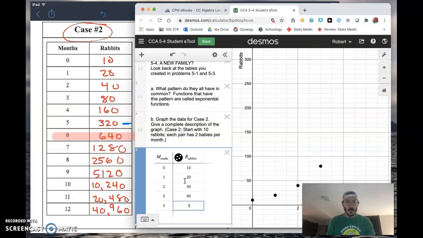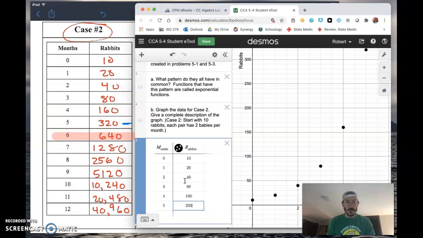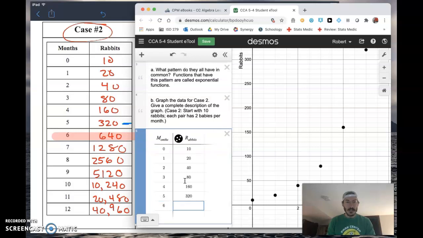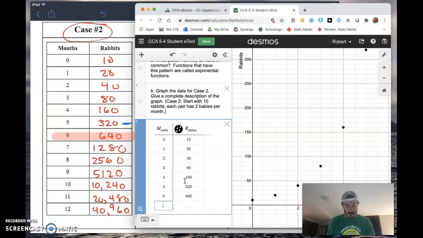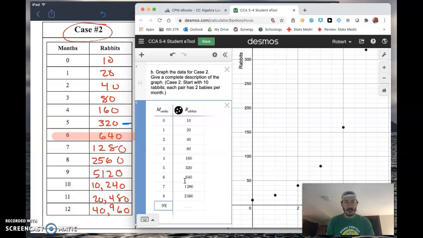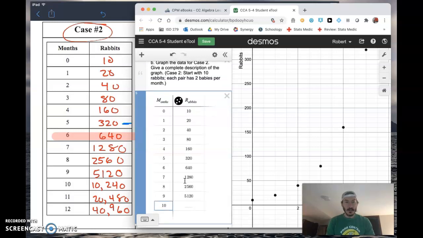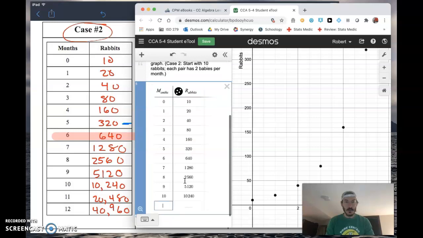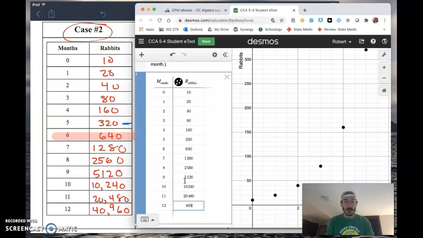All right, 4 and 160, and then 5 and 320, and then 6 and 640, and then what comes next? 7 and 1280, and then 8 and 2560, and 9 and 5120. All right, let's see, 10,240. And then 11 and 20,480, and then 12 and 40,960.